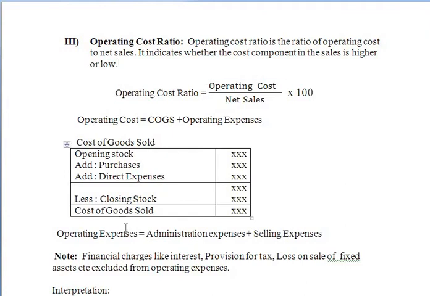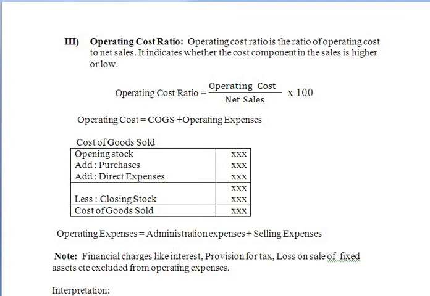Okay, here one important point we need to keep in mind: financial charges like interest, provision for tax, loss on sale of fixed assets, etc. are excluded from operating expenses. Okay, they are the non-operating expenses. No need of giving a separate note, but you should not get confused. So provision for taxation, loss on sale of fixed asset, and interest, all these are non-operating expenses. So all these expenses will not be included in operating expenses.